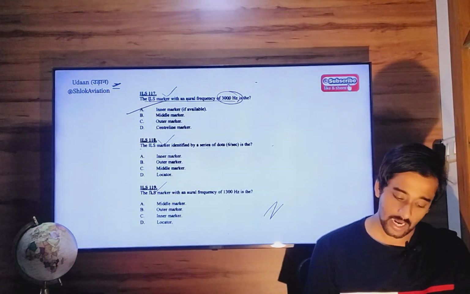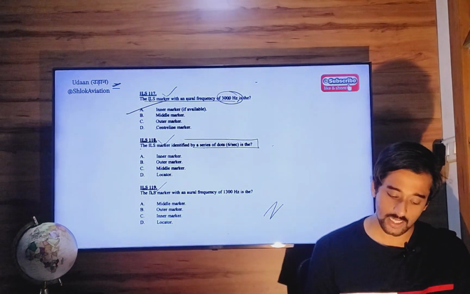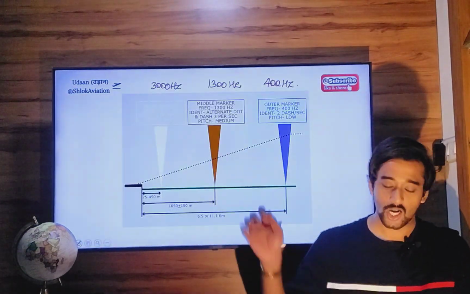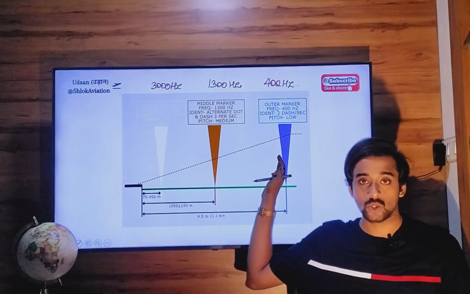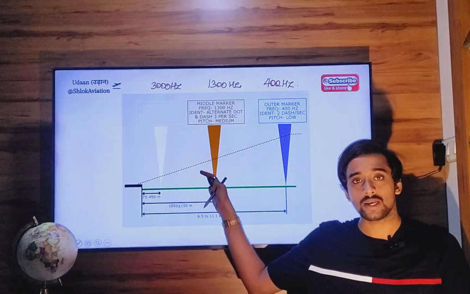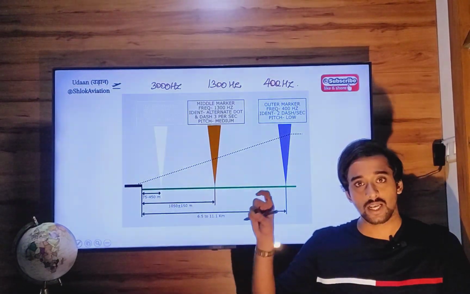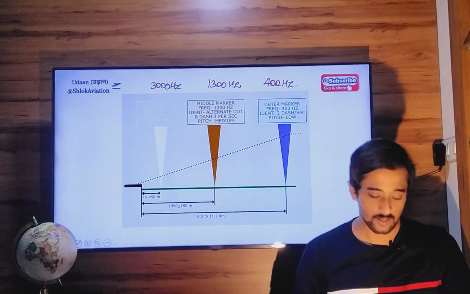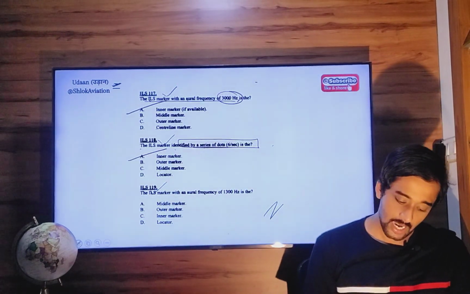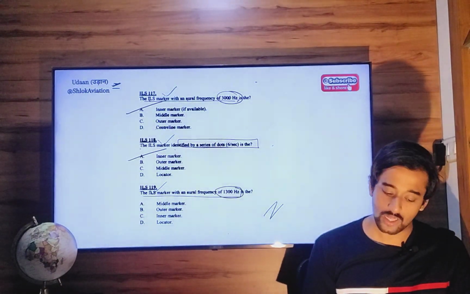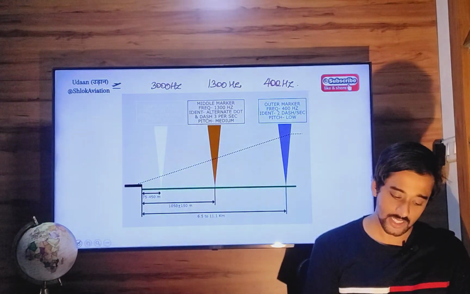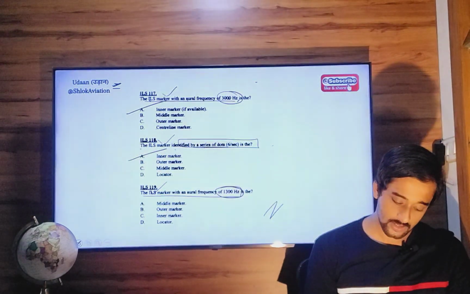The ILS marker identified by a series of dots is again the inner marker. The outer marker is a series of dashes, 2 per second; the middle marker, alternate dots and dashes, 3 per second; the inner marker, a series of dots, 6 per second. The ILS marker with an aural frequency of 1300 Hz is your middle marker. So option Alpha.